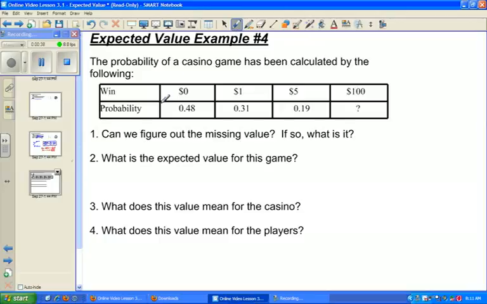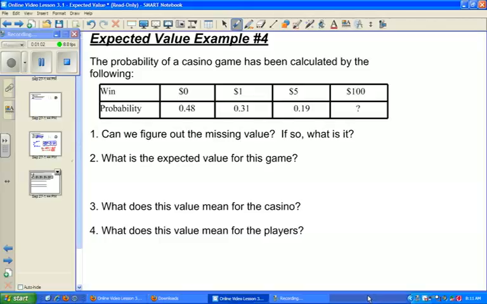Now there are probabilities here, so what this says is you have a 48% chance that you don't win when you play this game. You have a 31% chance that you win $1, a 19% chance that you win $5, and question mark. And that leads us to our first question in this problem.